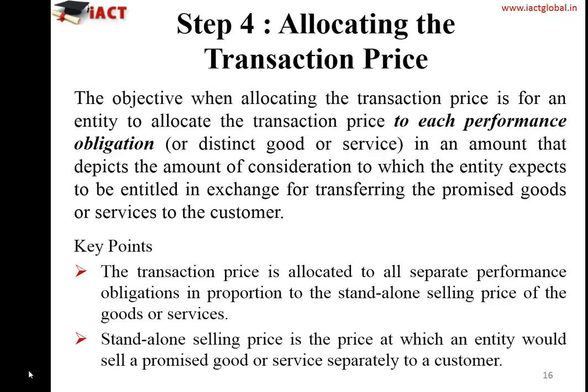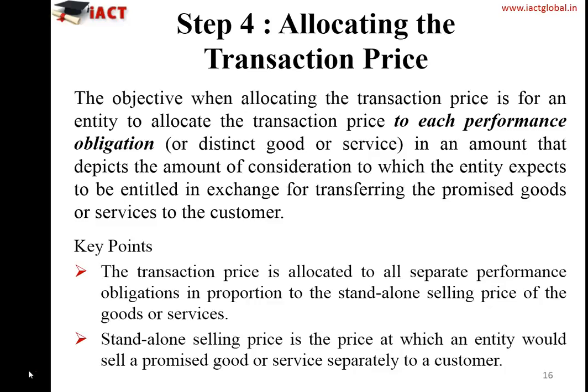Moving to the next step, which is allocating the transaction price. The objective when allocating the transaction price is for an entity to allocate the transaction price to each performance obligation in an amount that depicts the amount of consideration to which the entity expects to be entitled in exchange for transferring the promised goods or services to the customer. This allocation uses the standalone selling price, to see how we allocate the total transaction price.